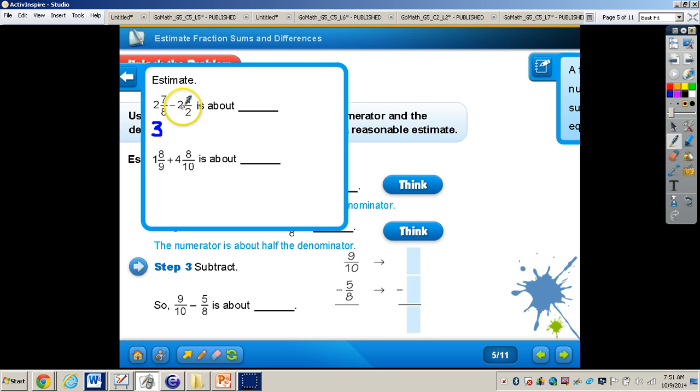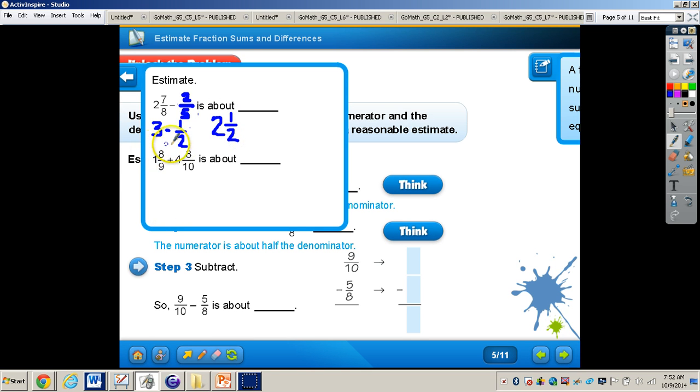And I changed that to 2/5 because that's what it is in your book. So that 2/5, we know that 2 is very close to, I'm sorry, close to half of the 5, so we're going to round that to 1/2. Okay, so now we have 3 minus 1/2 is about 2.5.